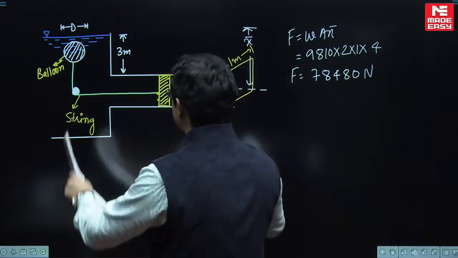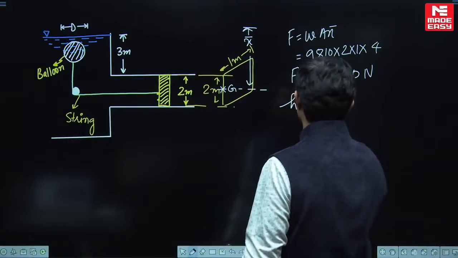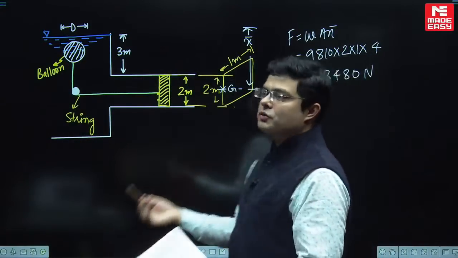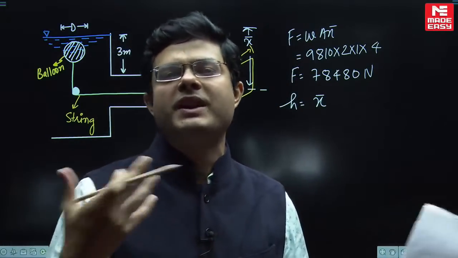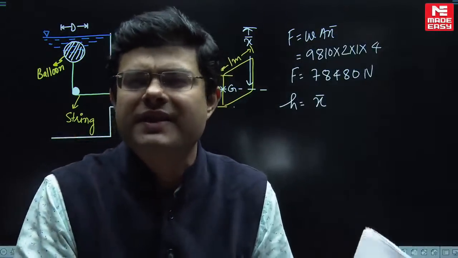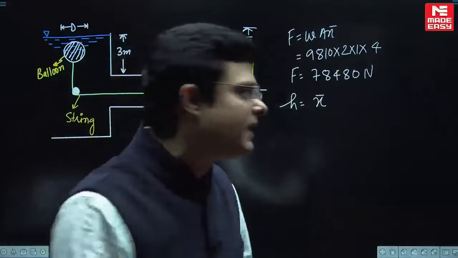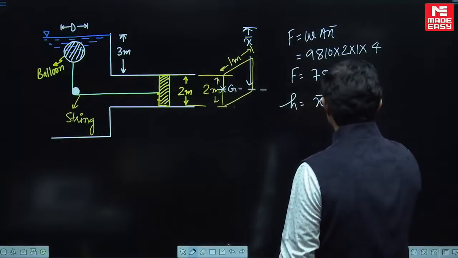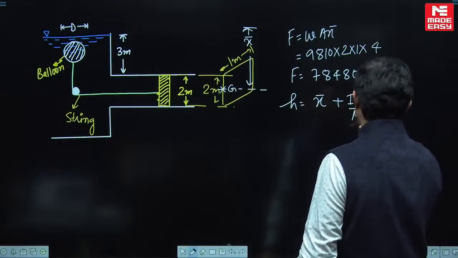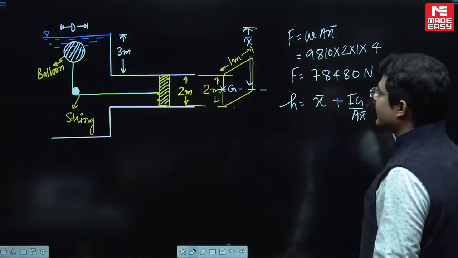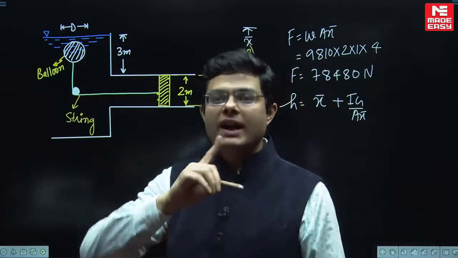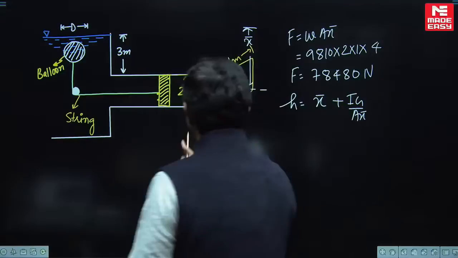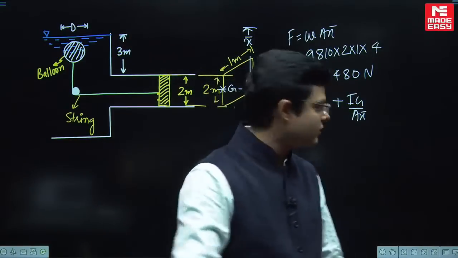Then what else you need to find out? Point of application of the force. Some of the students will say, sir, I will find the force by pressure prism technique. It's your choice, completely your choice. वहाँ से भी निकाल लो, same answer आएगा. The formula is plus IG divided by A X bar. Why am I not taking sin square theta here? Because it's a vertical gate, sin 90 is 1, okay?